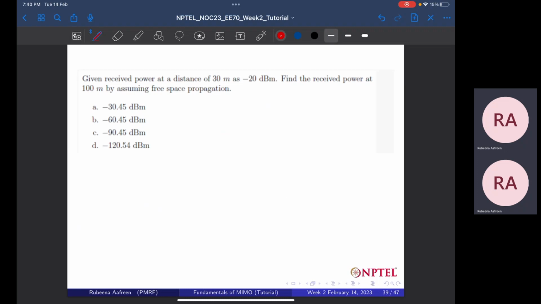Now we have this question. Here the received power at a distance of 30 meter is given as minus 20 dBm. So as I was telling earlier, we will always have a reference distance D naught, and the received power at the reference distance is given. So this is given as minus 20 dBm, and we have D naught as 30 meter. So we convert it into linear scale. While converting from dBm to dB, what you have to do is just subtract 30.